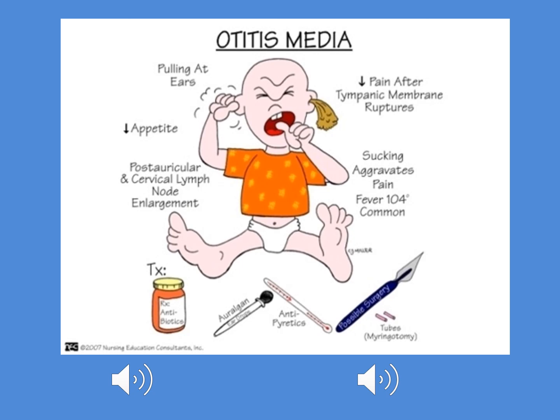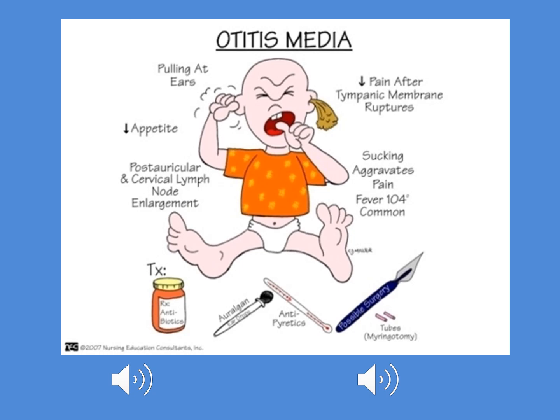Pain and pressure are cardinal signs. If they would all of a sudden say they have a relief of pain or there's drainage coming from the ear, that potentially means that the eardrum itself has ruptured, and that's not a good thing.